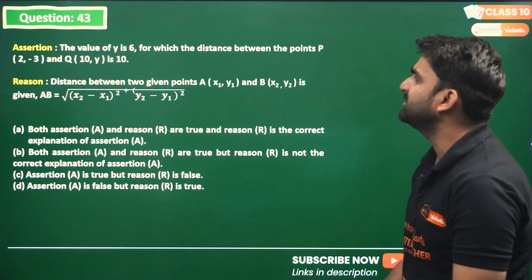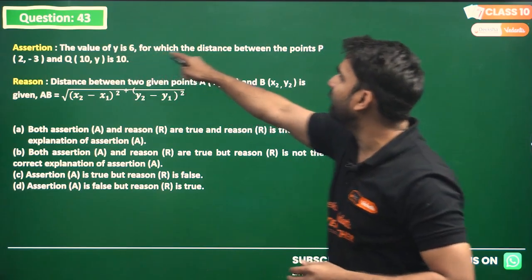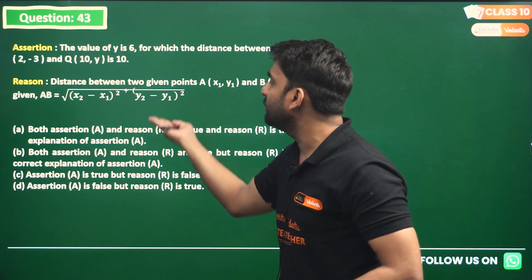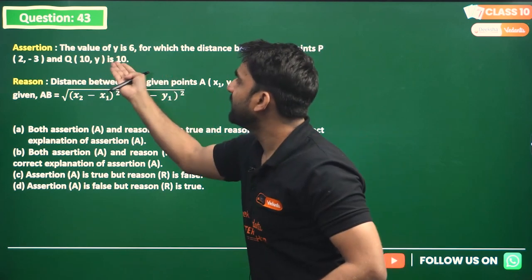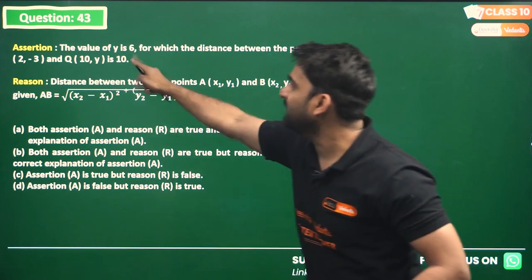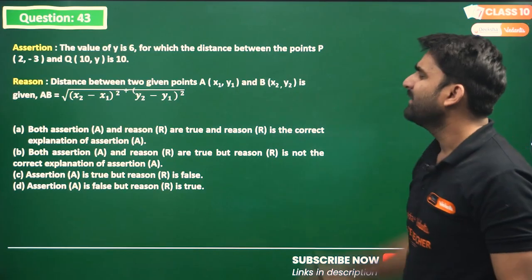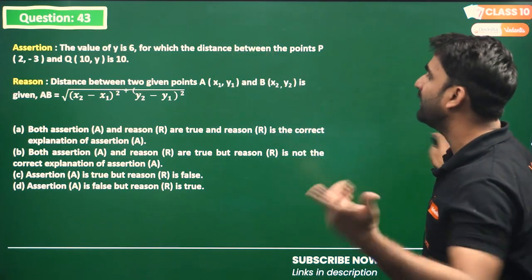Now, question number 43. This is assertion reason based. The assertion is the value of y is given to you. Come on, distance, we are talking about distance, so the reason is given to you. Apply this formula for this. If you are getting the 10, the same result, means assertion and reason will be satisfying each other. So go and analyze, go and solve this question, then only you can get the result.